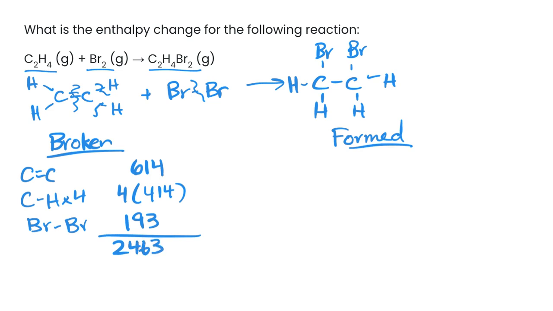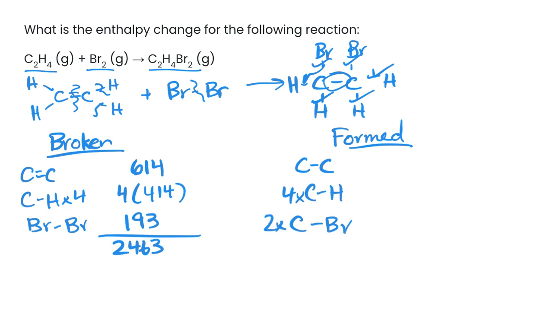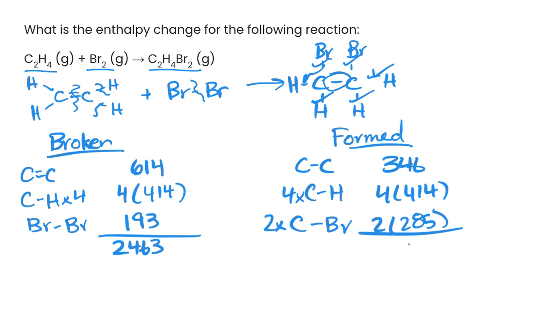If we look at the other side now, at bonds being formed, we're forming a C-C bond, 4 carbon-hydrogen bonds, and 2 carbon-bromine bonds. The carbon-carbon bond is 346, this is again 4 times 414, and this one is 2 times 285. If we add all of those up together, we get 2572.